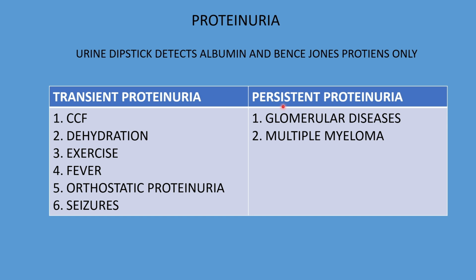In case the patient has persistent proteinuria present for a long time, then usually glomerular diseases like GN, nephrotic syndromes, and multiple myeloma cause persistent proteinuria.